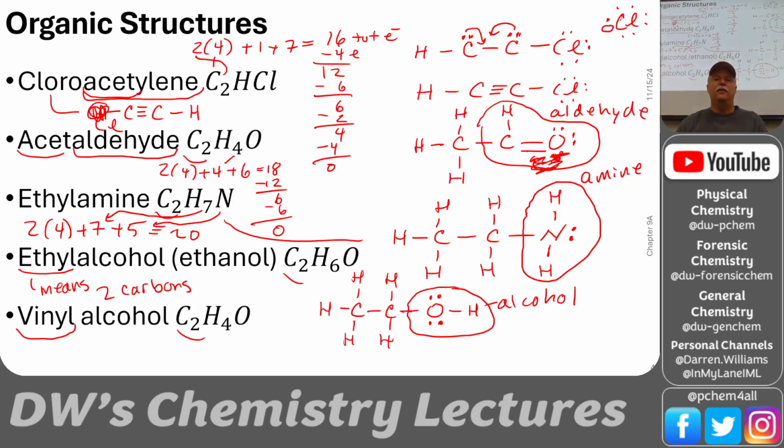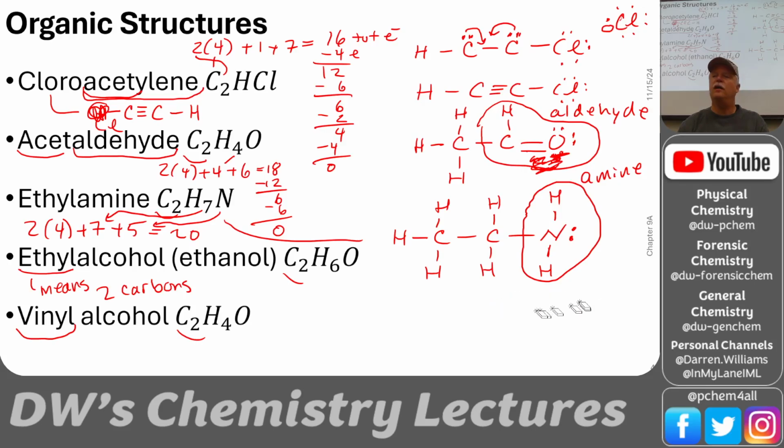So vinyl is a molecule that was used to make polymers. So this is going to be the monomer, the single molecule that is polymerized to make the polymer that we know as vinyl. Okay.